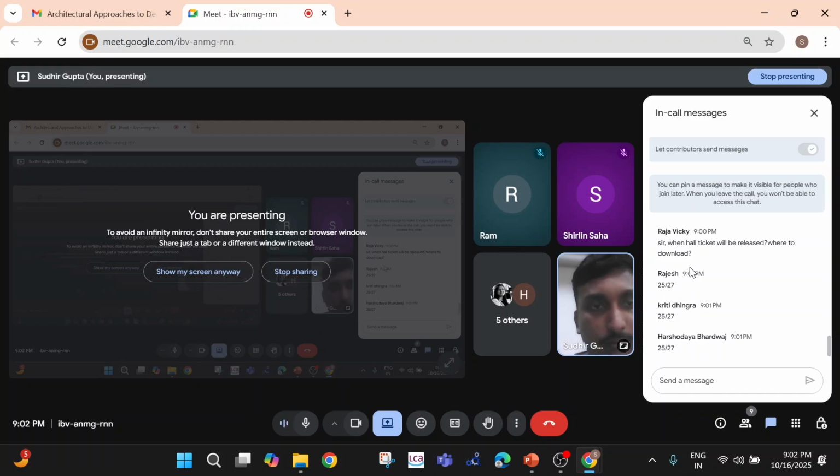Raja was asking when the hall ticket will be released. Yeah, the hall tickets will be released one week before your scheduled exam. So it means it will be released positively before the 20th. You will directly get a mail consisting of a link, and you just have to go through that link and log in with your credentials, and you will be able to download your hall ticket, guys, before the 20th. Is it clear?